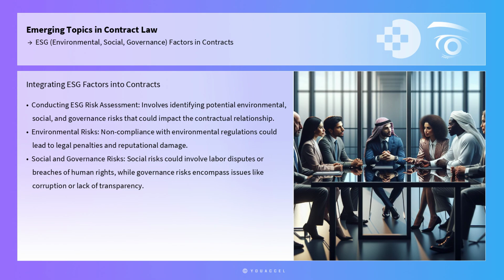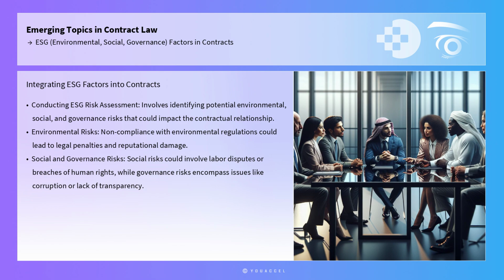One of the primary actionable insights in integrating ESG factors into contracts is conducting a thorough ESG risk assessment. This involves identifying potential environmental, social, and governance risks that could impact the contractual relationship. For instance, environmental risks might include non-compliance with environmental regulations, which could lead to legal penalties and reputational damage.